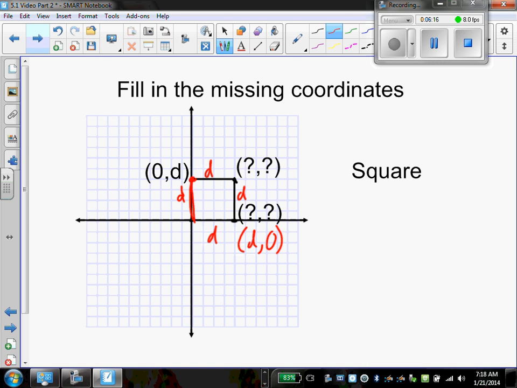This point up here, right there, we've gone d over to the right, positive d, and we've gone d up. So this point's coordinates are d and d. And again, the reason we know that is because to get to this point from the origin, we went over to the right d and up d as well. So we know that our coordinates are d, d. It's sort of a special case of the rectangle. So that's how you handle this type of problem.